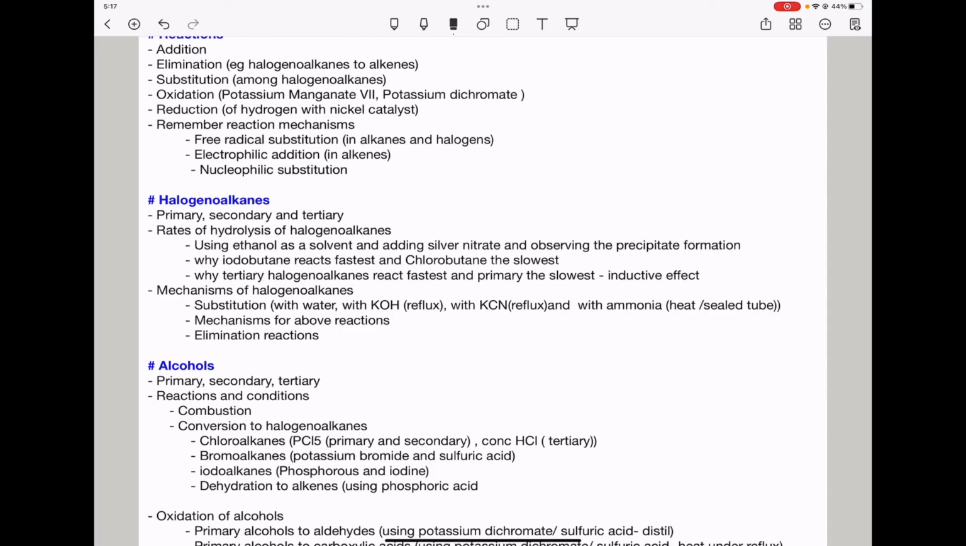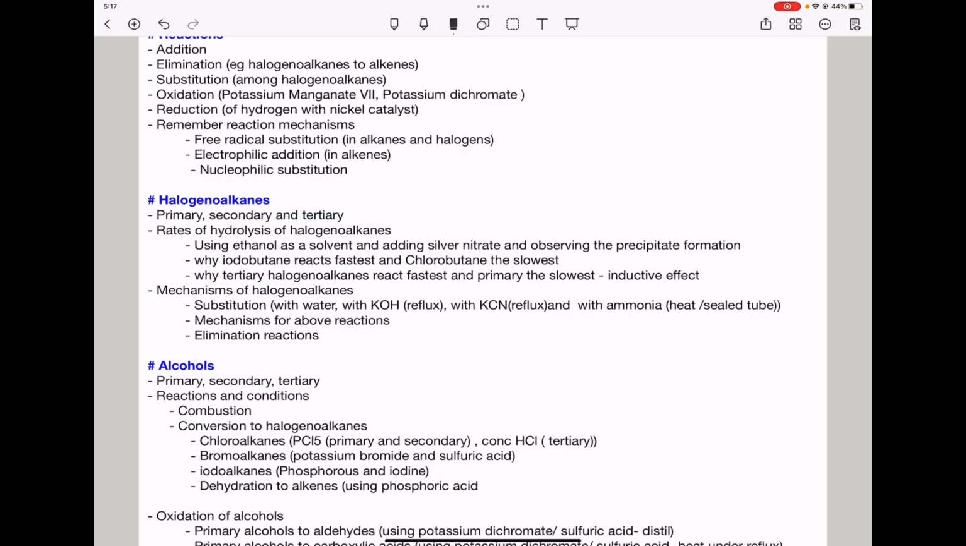Is it a chloro, a bromo, or an iodo, because they have different colors. You need to know why iodobutane reacts the fastest and chlorobutane reacts the slowest. Remember, both iodobutane and chlorobutane are primary halogenoalkanes. So among primary halogenoalkanes, why is the iodo reacting faster? That is because the bond is the weakest.